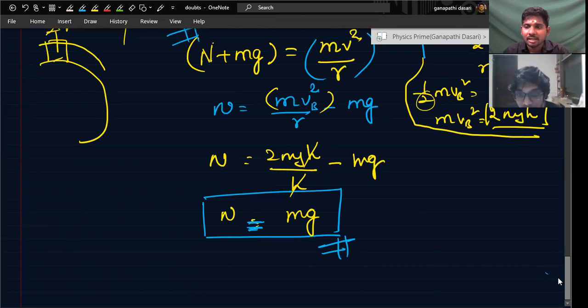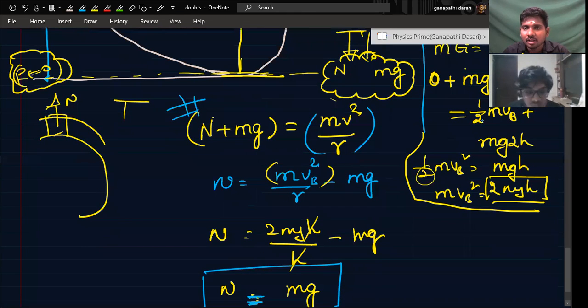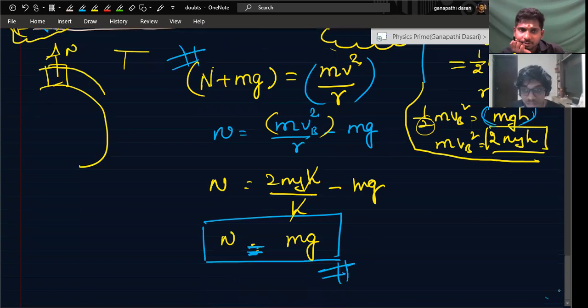Sorry, here I thought I had done something wrong, but it is correct only. This is mgh only, right? mg into 3h minus mg into 2h is mgh only. That means m vB square is 2mgh. So the answer will be mg. One minute, sir. Check it.